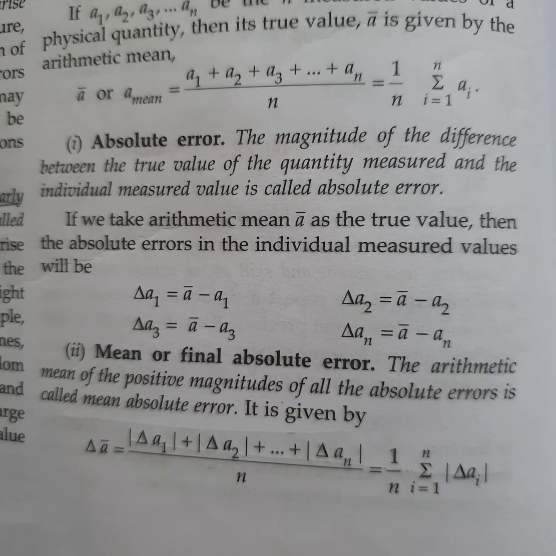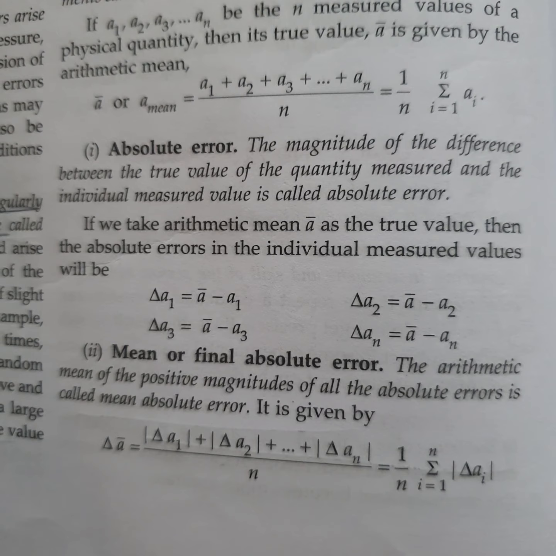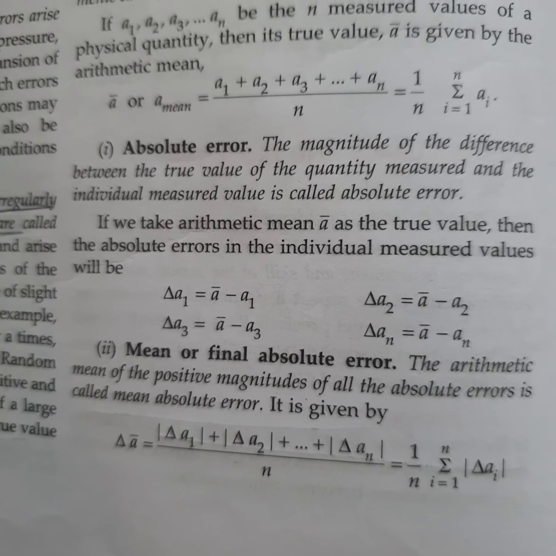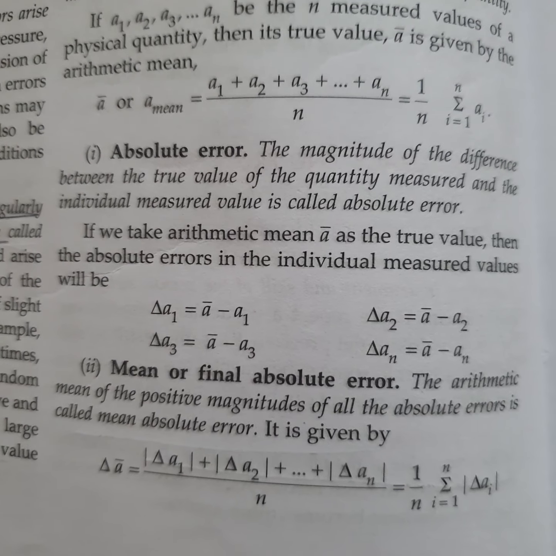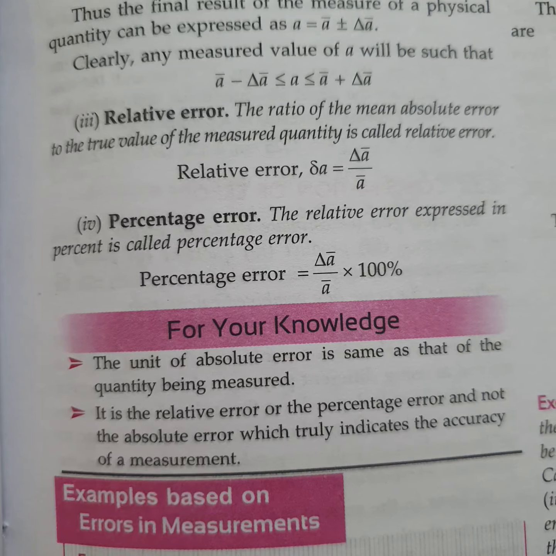Next is the mean absolute error. Suppose we have 6 quantities. We will find out the absolute error for each and every quantity. Then we will take the mean.